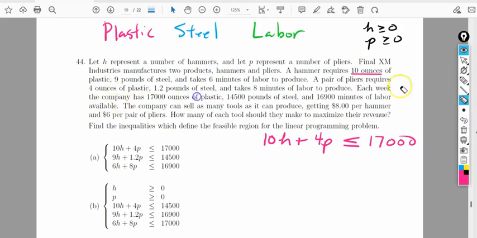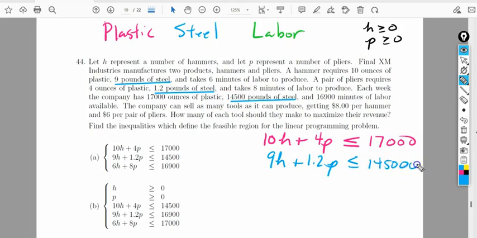Okay, so now let's go to steel. A hammer requires 9 pounds of steel, and a pair of pliers requires 1.2 pounds of steel, and there's only that much steel available. So we have a new inequality. So 9 pounds of steel for every hammer, plus 1.2 pounds of steel for every pair of pliers. It cannot go over 14.5 because that's all the steel that's available.